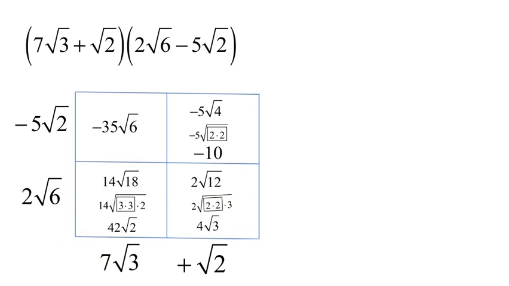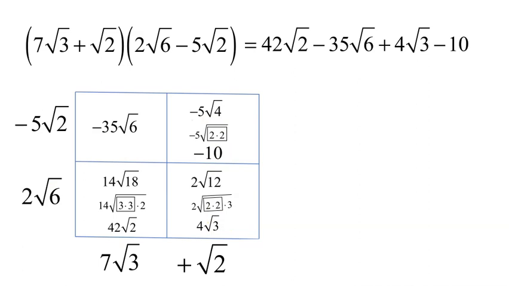So we have to add all these together. Putting all these together, what do we have? 42 root 2 minus 35 root 6 plus 4 root 3 minus 10 is what that will equal when we multiply all those pieces together. Okay, I have another multiplication problem coming up.